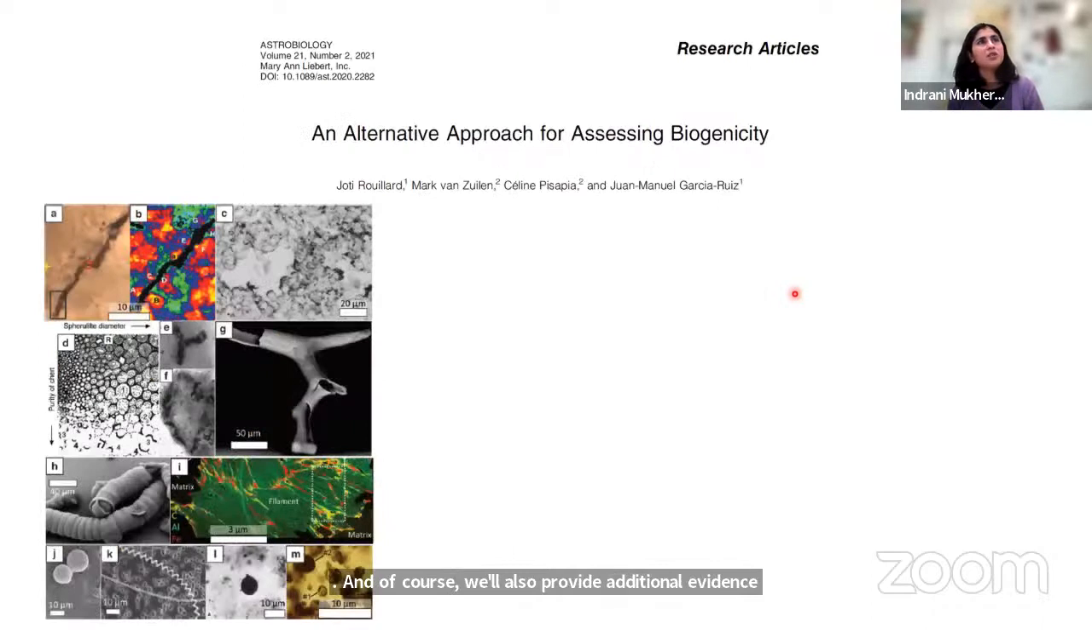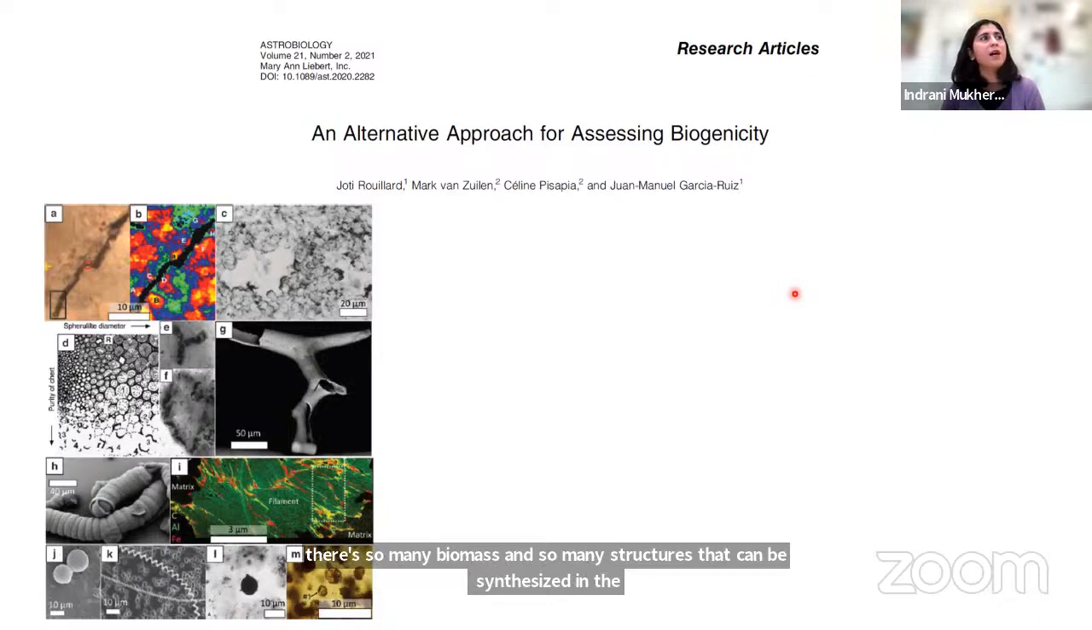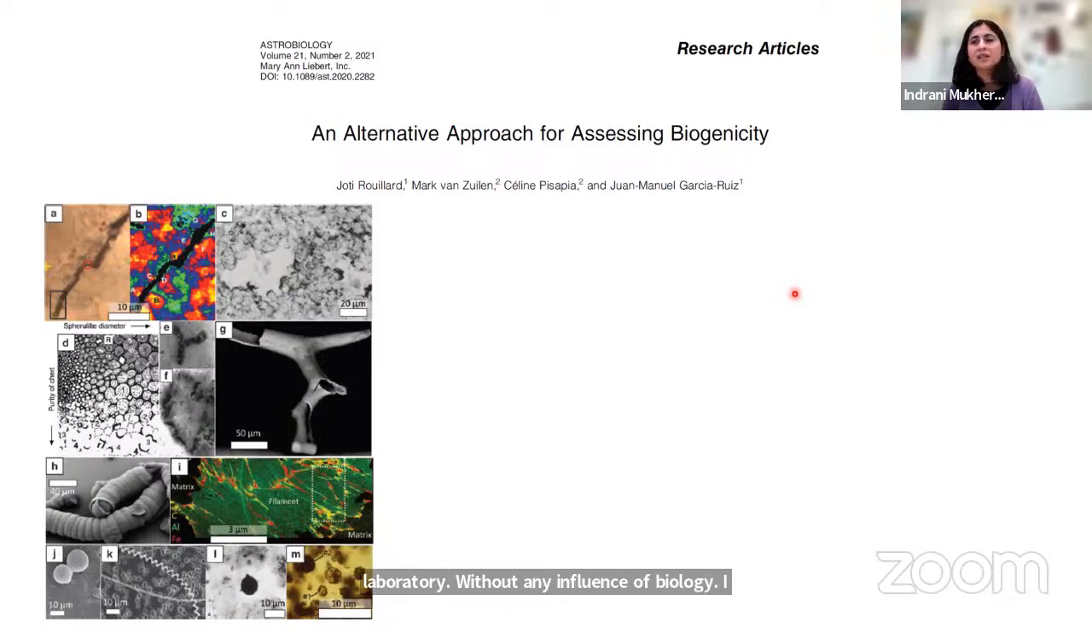And I just wanted to show you this paper that's been recently published. I think it was pretty evident, because there are so many biomorphs and so many structures that can be synthesized in the laboratory without any influence of biology. I think we've come to realize that it's in our best interest to study these environments. So for instance, in my case, perhaps I could look at some modern vent environments and look at how the chemistry works here. That will probably better help me to interpret what's going on in an ancient vent environment.